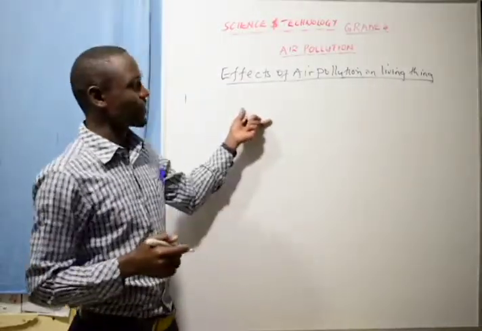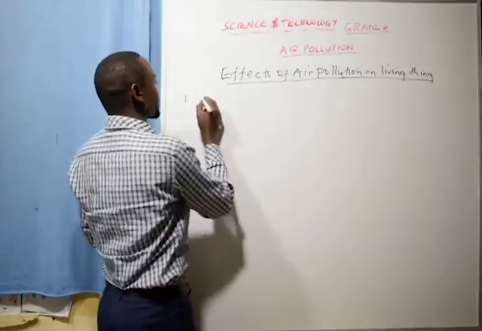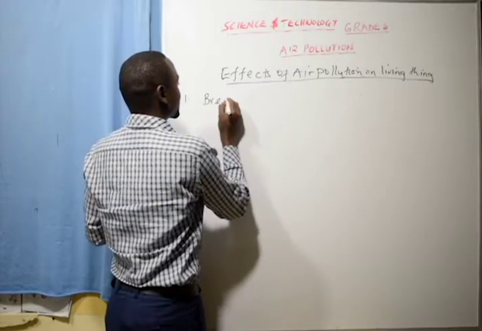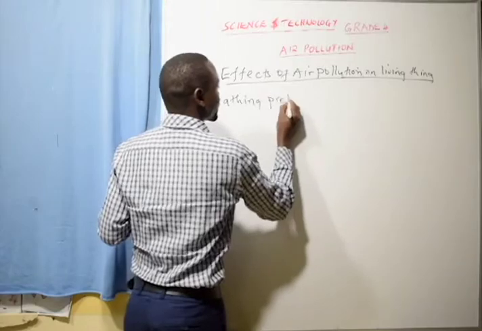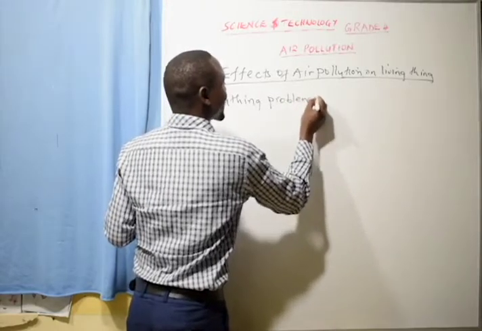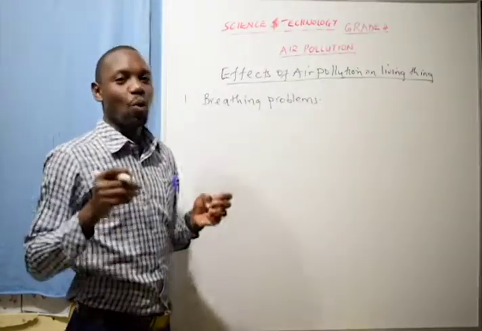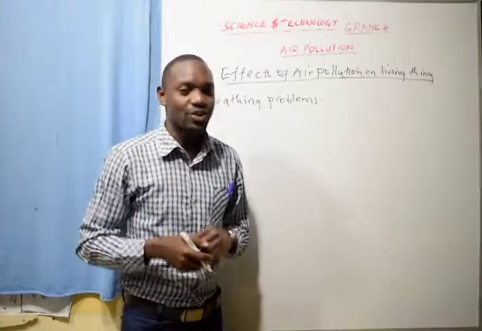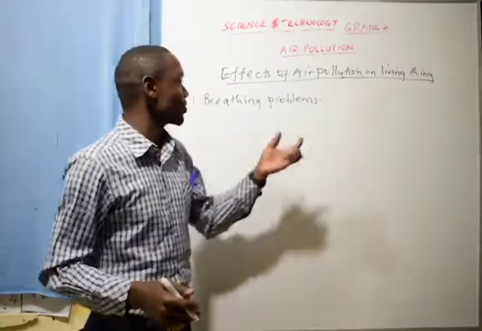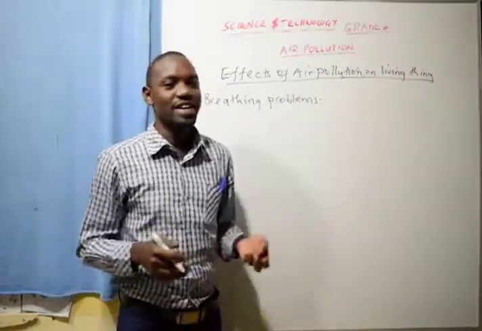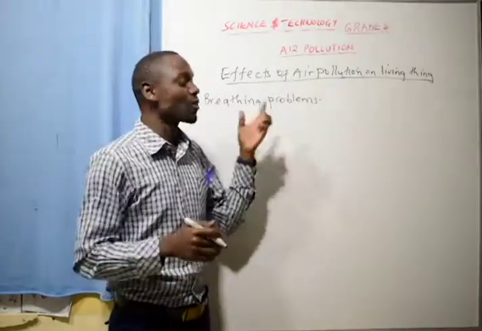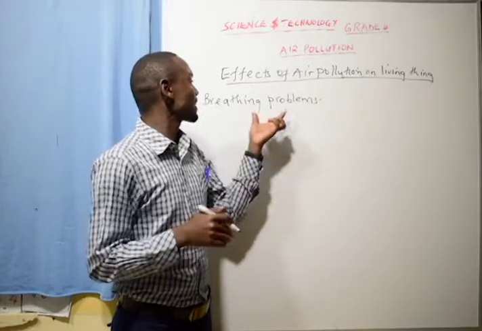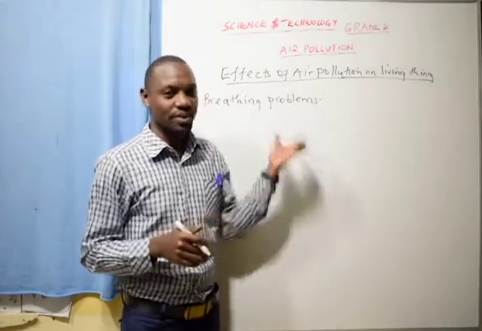So one effect of air pollution is that it causes breathing problems. When you enter into a room that has dust, one, you will start sneezing. You can also start coughing because of that dust. Or even smoke. When you enter into a room that has a lot of smoke, you will start coughing and you will start having challenges when breathing.